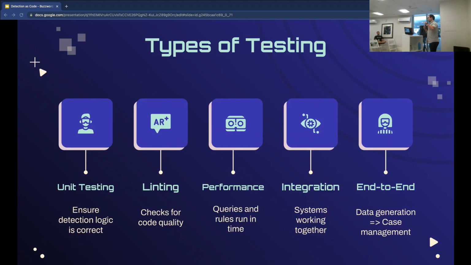So now let's talk about some testing. We're not going to go into all these areas, but testing is very, very important, especially as you move away from editing things in a GUI to writing more complex code and detections. With unit testing, it's pretty straightforward. You want to make sure the detection actually works. You want to have some sort of sample log, run it against your detection, and see if you get the output you expect, maybe a true positive or a true negative.